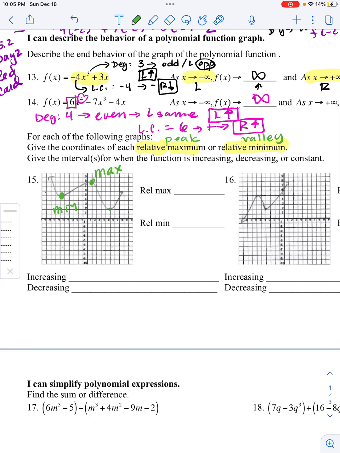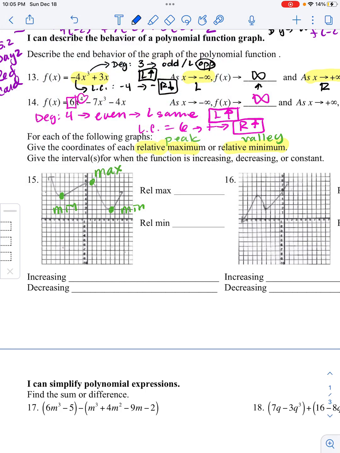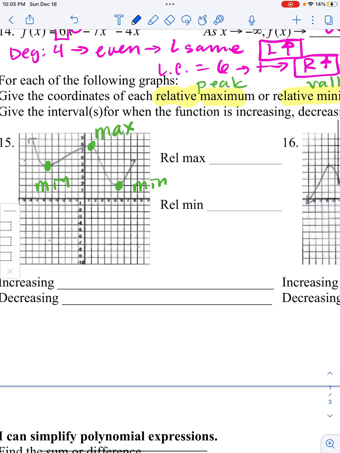Here's the max. Here's another minimum. So you can have more than one. This green pen is awful and you can't see it. So the maximum, we only have one, and it appears to be at 1, 8. That's an XY coordinate pair. How far over? 1. How far up? 1, 2, 3, 4, 5, 6, 7, 8.